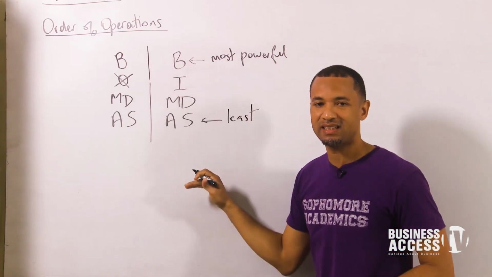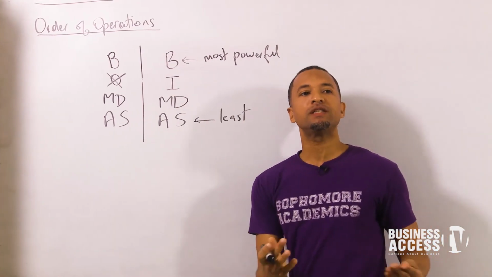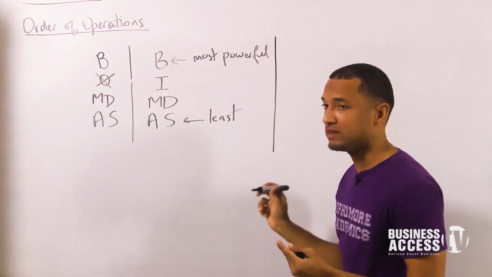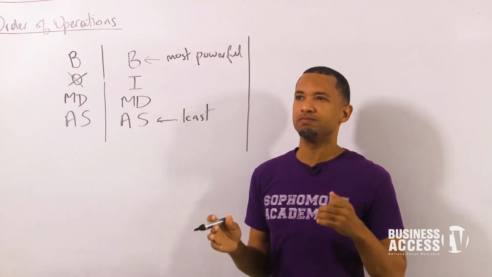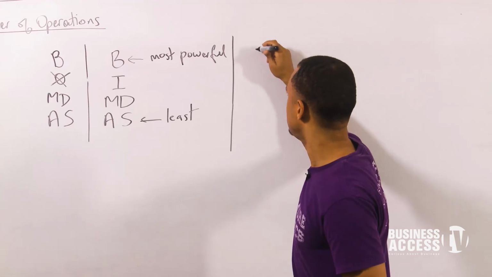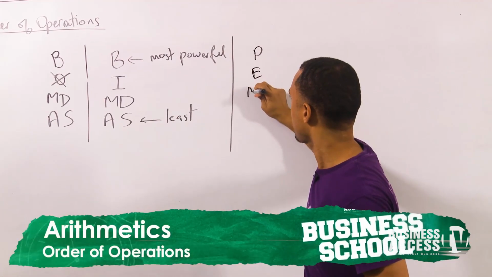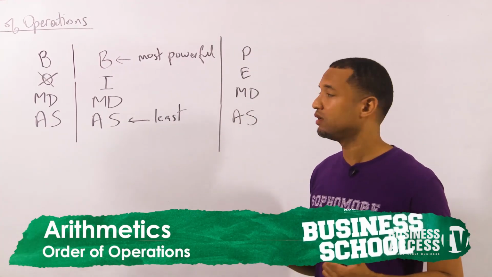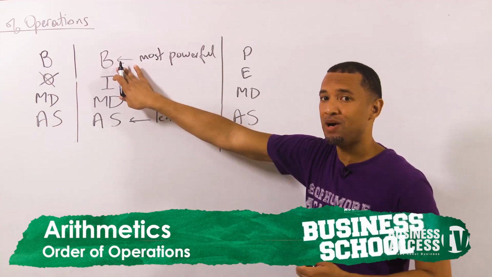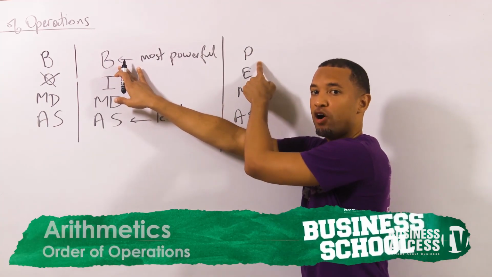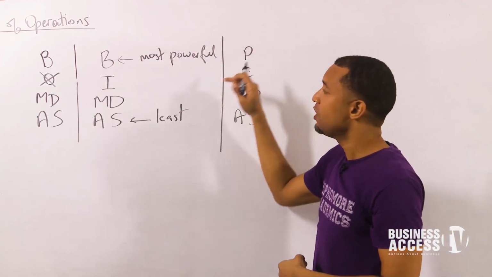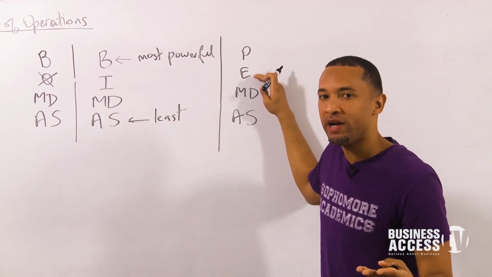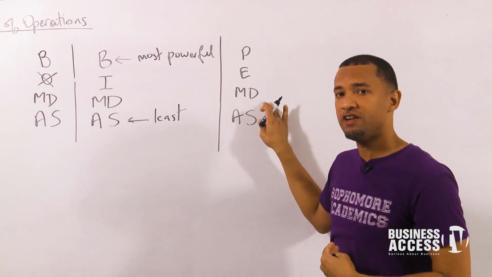So BIMDAS is the standard, and you would have learned variations of BIMDAS. Some persons will say, sir, I never learned BIMDAS, I learned PEMDAS. And I would say it's the same thing. It's just that another name for brackets is parentheses. Another name for index or indices is exponents. So it's the same thing: multiplication and division, addition and subtraction.